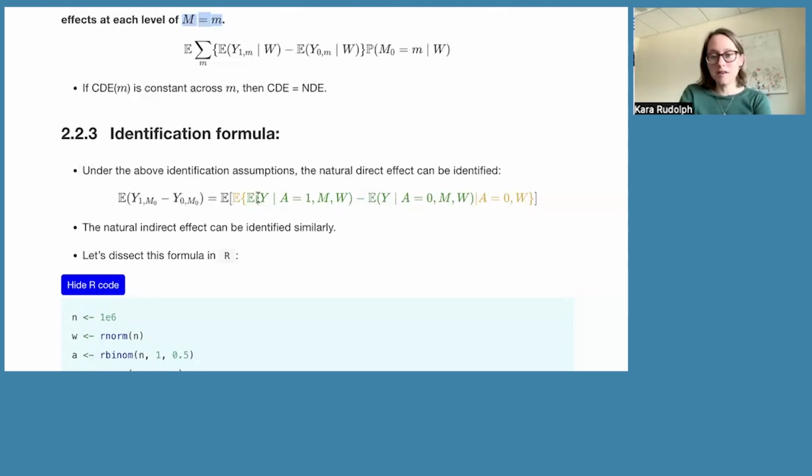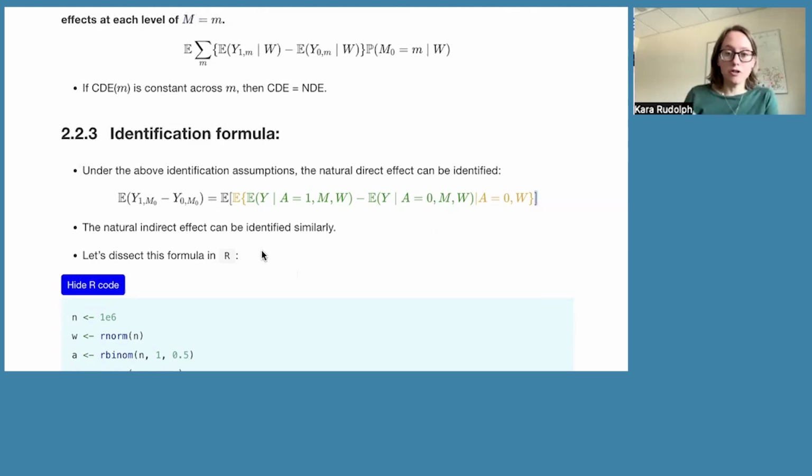You can see that this green part looks exactly the same as what we had for the control direct effect before. Now we're just taking the average. We're taking one set of averaging, but setting A equal to 0, taking that average, which is an average across M. And then we're taking one more average. So again, this is for the natural direct effect. We can identify the natural indirect effect similarly.